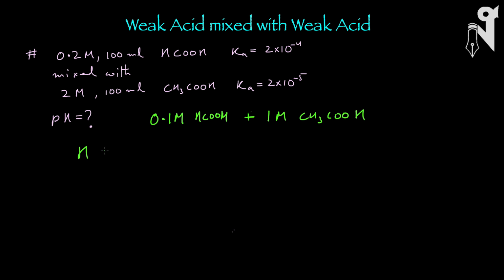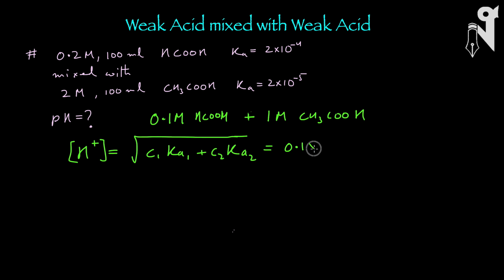So I hope you have done that first, and then since both are weak acids, you can straight away go for the formula. H plus concentration is equal to under root of C1 Ka1 plus C2 Ka2. In this case, it is 0.1 into 10 power, 0.1 is C1 into 2 into 10 power minus 4 for formic acid, plus C2 is 1 into 2 into 10 power minus 5 for acetic acid, under root of that.